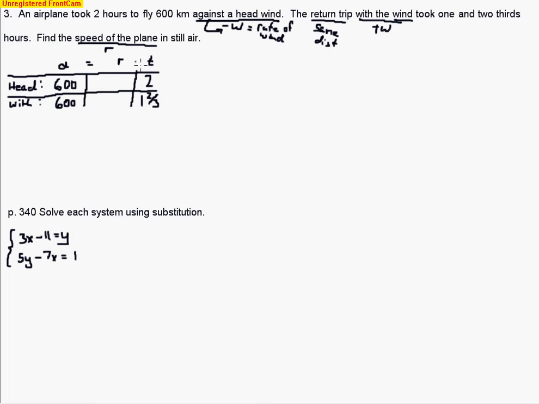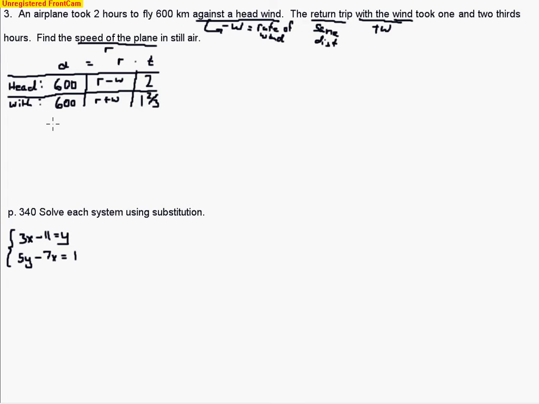Now the rates. Remember, we have two components of the rates. When we're going against a headwind, it's the rate of the plane, R, minus W, because we're going against the wind. And when we're going with the wind, it's R plus W. That's why it took less time, because the wind is pushing us and makes us go faster. It took more time against the wind because we're taking that wind away from the rate of the plane.